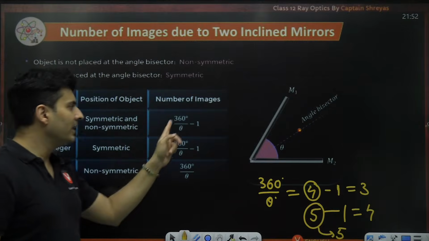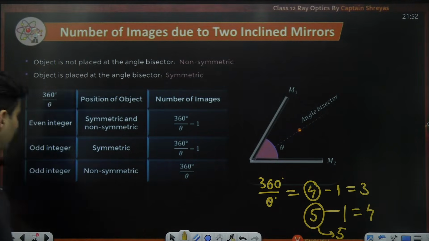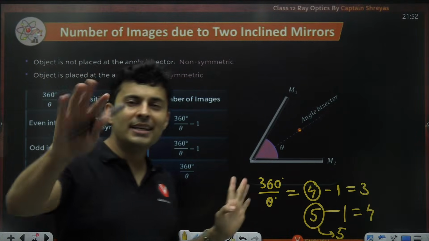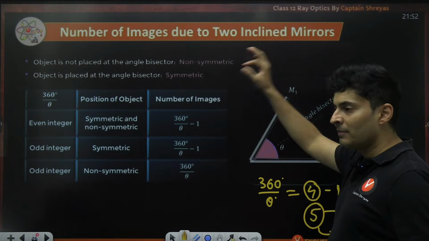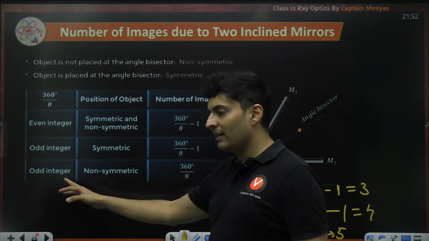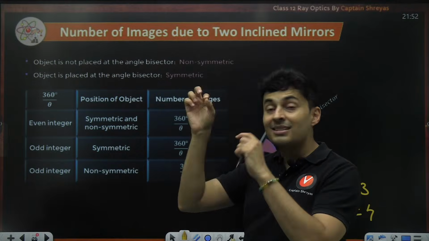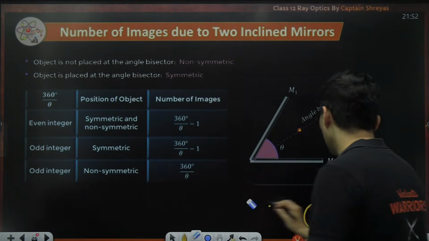So usually it is 360 by theta minus 1. When do you just take 360 by theta? When it is odd and it is not symmetric. Only in that scenario, the answer is 360 by theta. Every other time, it is 360 by theta minus 1. Only when 360 by theta is odd and the object is asymmetrically placed, the answer is 360 by theta. Keep this in mind.